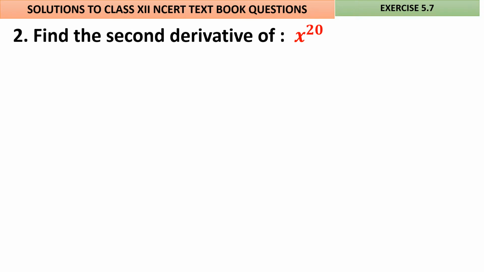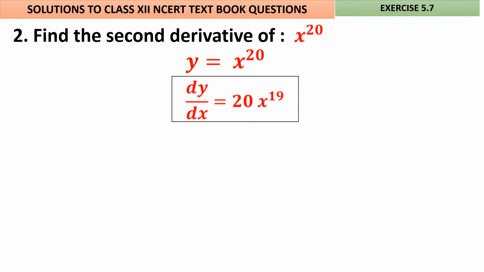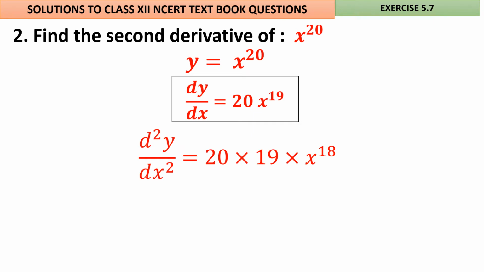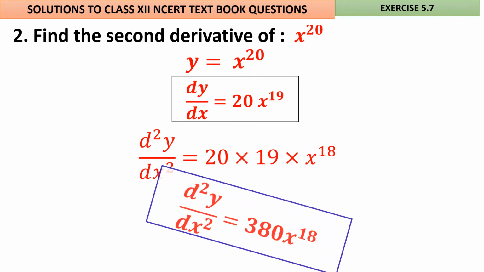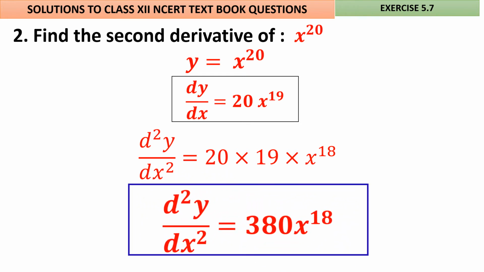Move on to question number 2. Find the second derivative of x power 20. First derivative 20 into x power 19, x power 20 minus 1. Second derivative will be once again 20 into 19 into x power 19 minus 1, that is x power 18. For final answer 380 x power 18.